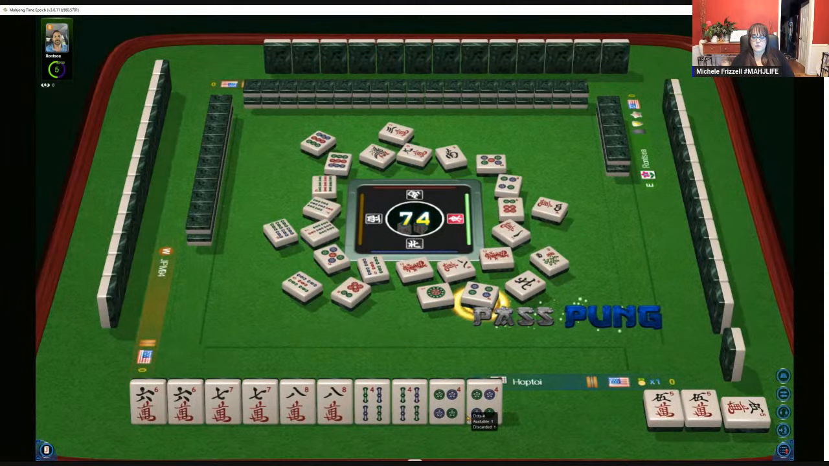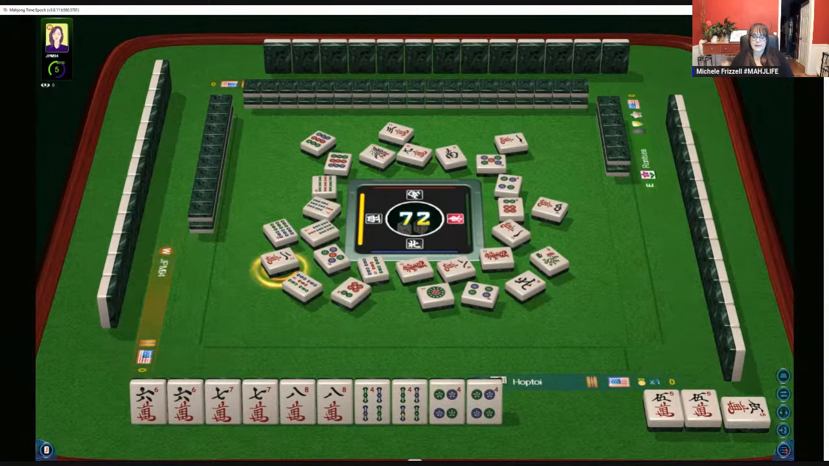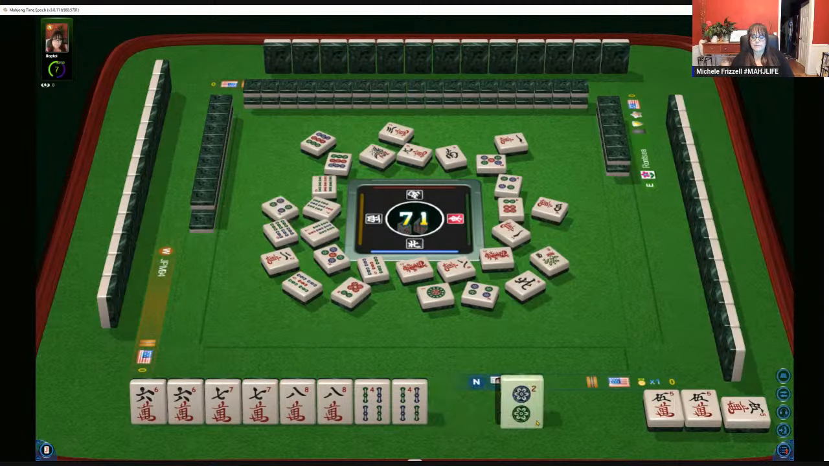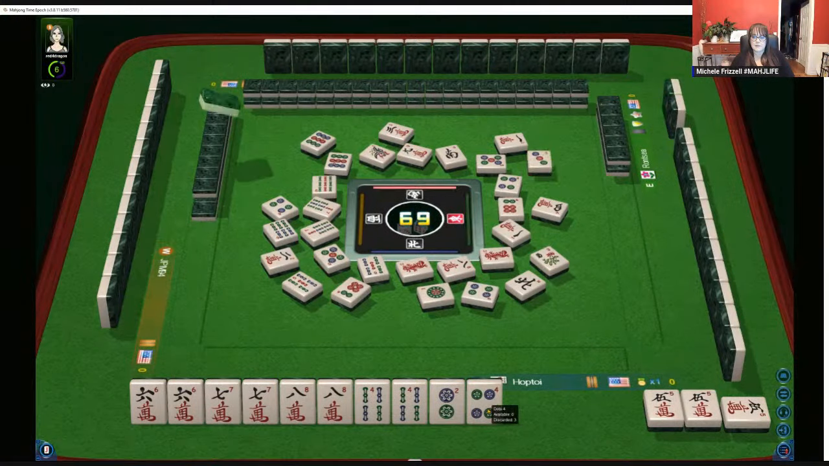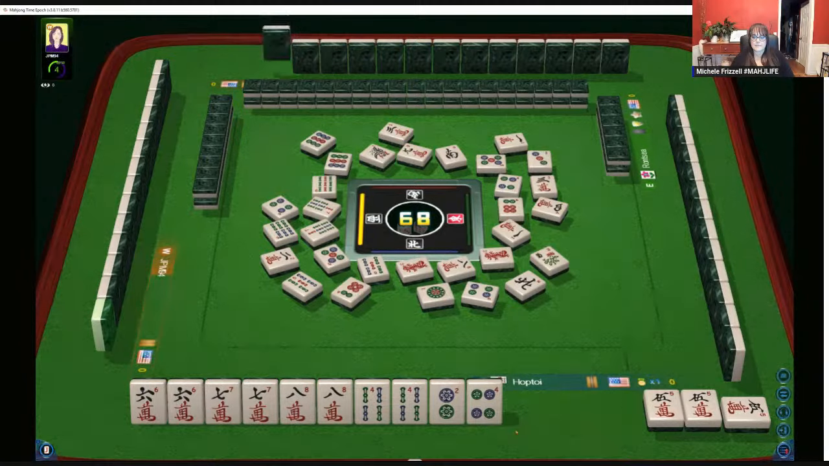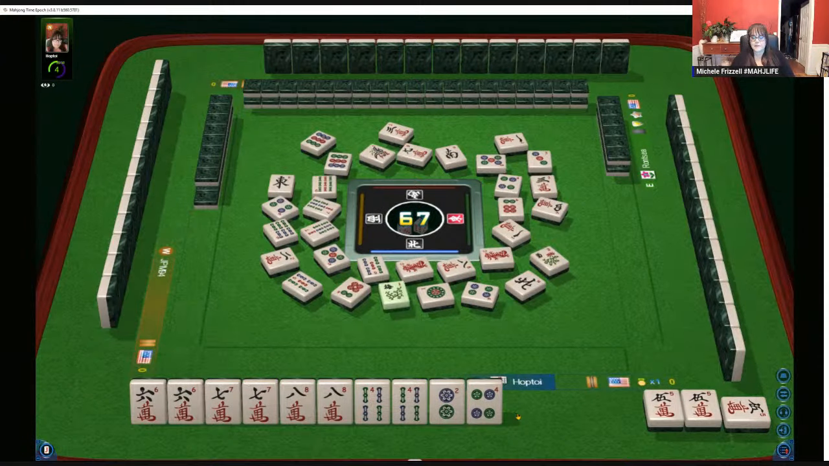Four dots. Okay, nobody wants it, so the four dot can go. Two characters. And the four bam, nobody wanted the four crack. So I would say it is likely that these will have no power. Four dots. But we'll see. Three dots. Three characters. East wind. A flower. Flower.